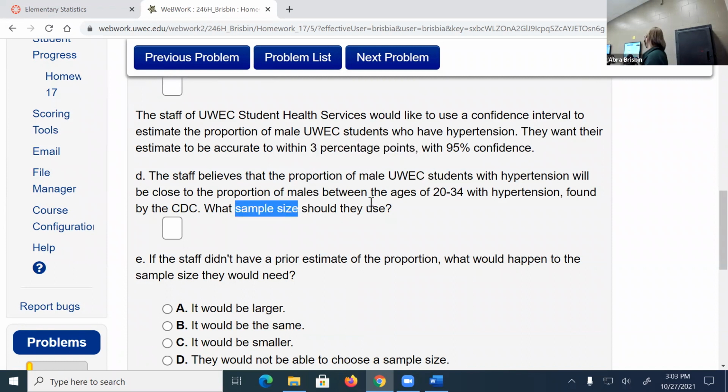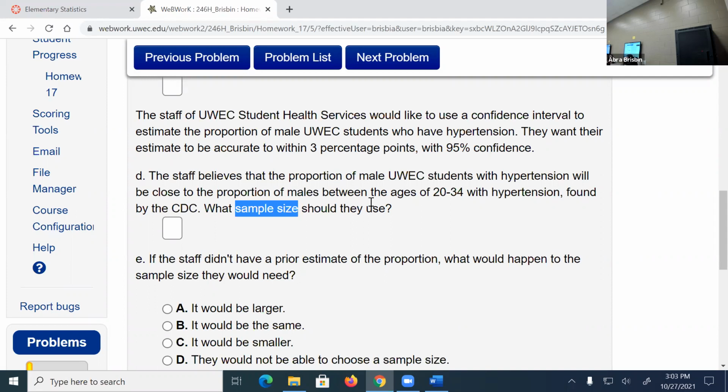So for this problem, we're trying to estimate a proportion. So what formula for sample size do we use? Sarah: It's P hat times 1 minus P hat times the multiplier, divided by E squared. Very good.